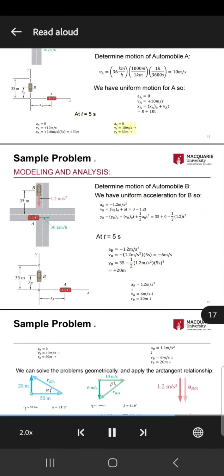We have uniform motion for A. At t equals 5 s, a_A equals 0, v_A equals 10 m/s to the right, x_A equals 50 m to the right. Sample problem 3. Determine the motion of automobile B. We have uniform acceleration for B. At t equals 5 s, a_B equals 1.2 m/s² down, v_B equals 6 m/s down, y_B equals 20 m down.